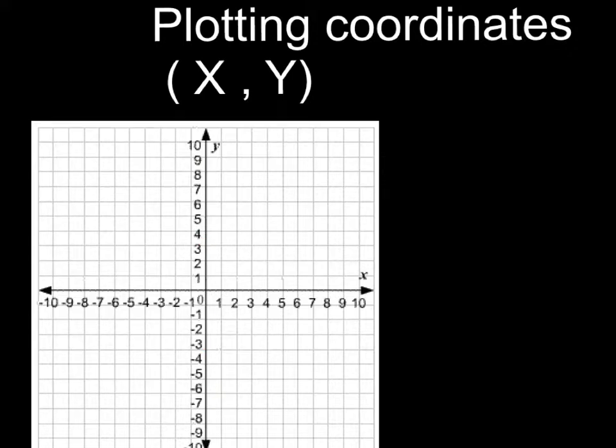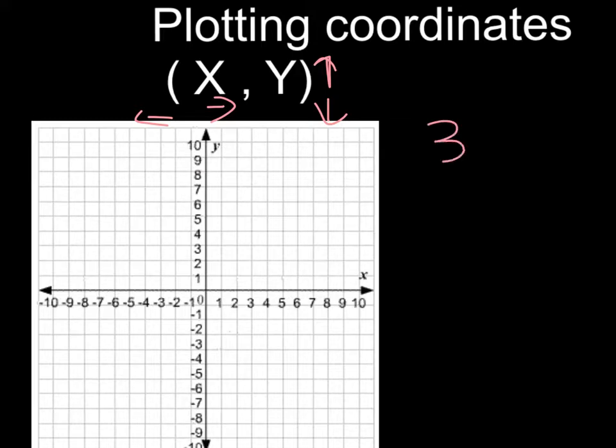So if we look at that, the x represents either left or right, and the y coordinate represents either up or down. If you look at the axes, if you go right, it is positive numbers, and if you go left, it is negative numbers. If you go up, it's a positive number, and if you go down, it's a negative number. So let's just do a few examples.